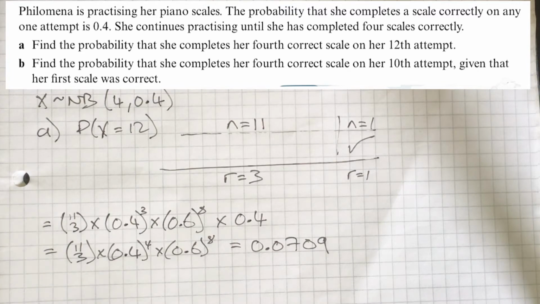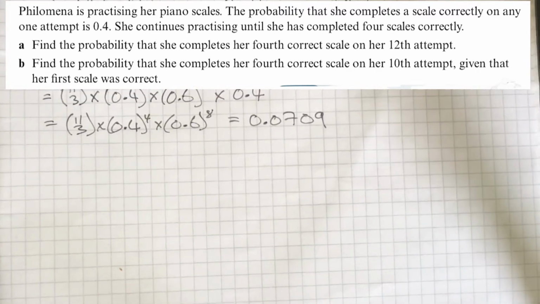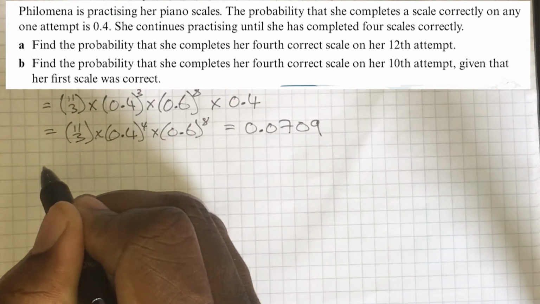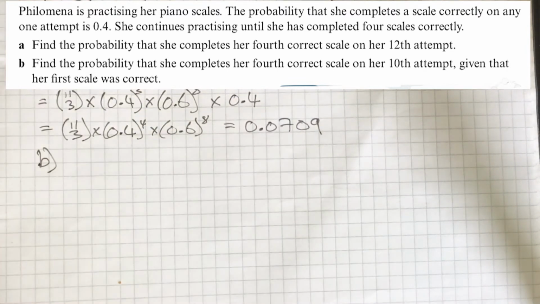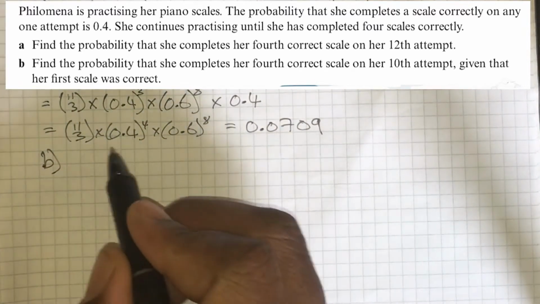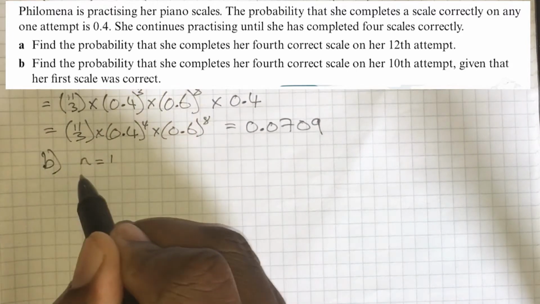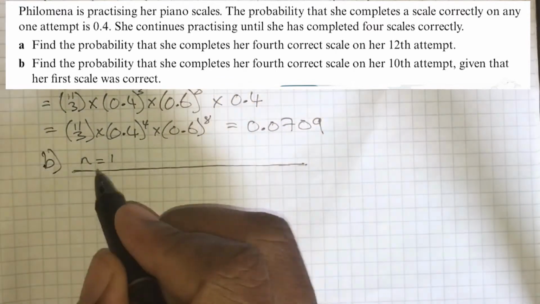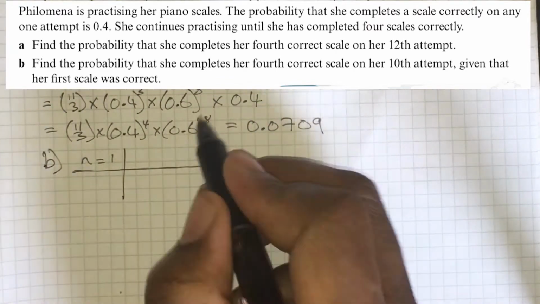0.0709. Okay, part B, let's be a bit more careful here. We're asked for the probability that she completes her 4th correct scale on the 10th attempt, given that her first scale was correct. So let me try and represent this in the diagram again. So I'm going to split this into a few more sections. I know what happened on the first attempt. She had a success. So I'll just split that into n equals 1.